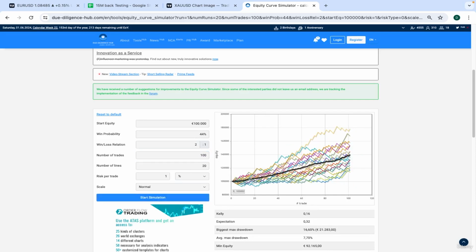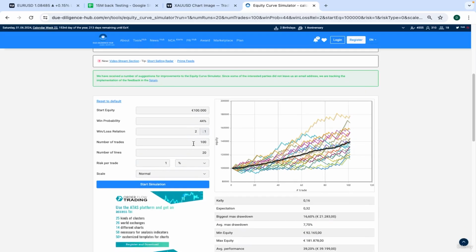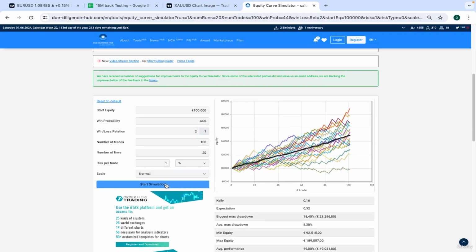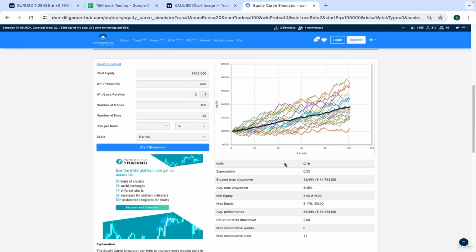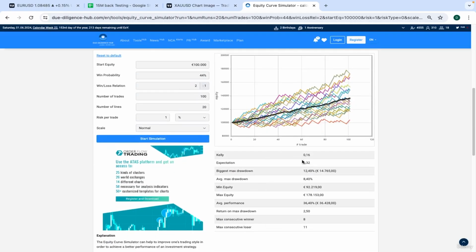And it will show you a number of different scenarios where 44% is your win probability, and your win-loss ratio is 2 to 1. As you can see here, you can click this multiple times and it will show you different simulations. And here's some different performance indicators.